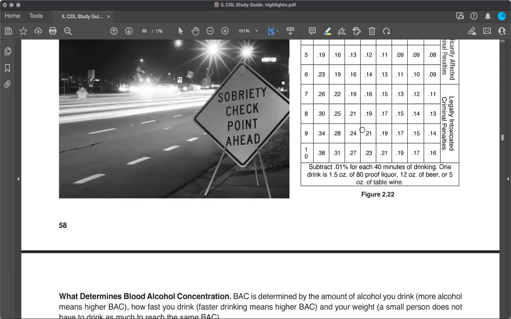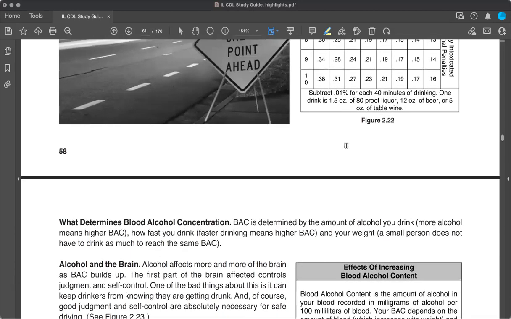So let's look over on page 59 and just what determines blood alcohol concentration. It says BAC is determined by the amount of alcohol you drink. More alcohol means higher BAC. It's also determined by how fast you drink, and it's determined by your weight. So make sure you make note of those are the 3 components of determining your BAC. The amount of alcohol, how fast you drink the alcohol, and your weight.